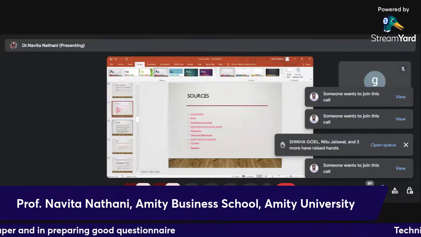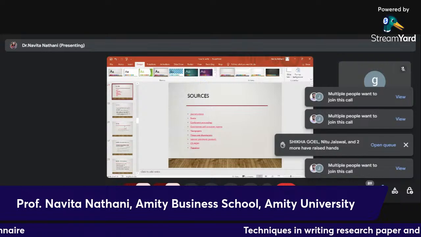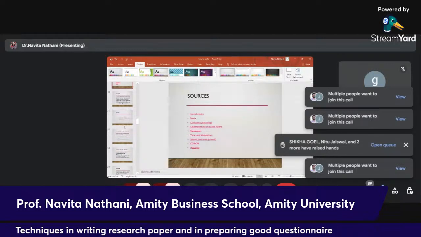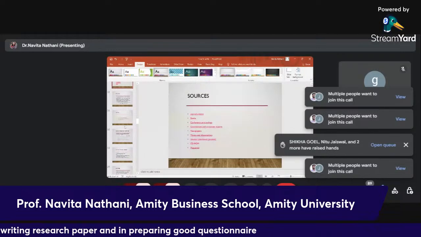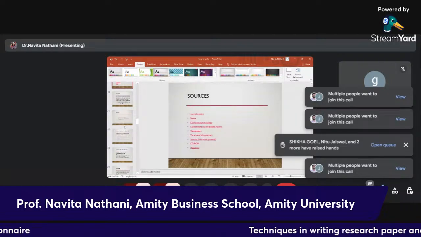So I don't want to tell all these sources. They are already there, conference proceedings. And I would suggest you to write some papers in those as well. The papers published in the form of chapters in edited books are not going to be considered under your publication for your PhD thesis, but then it would give you a lot of knowledge.